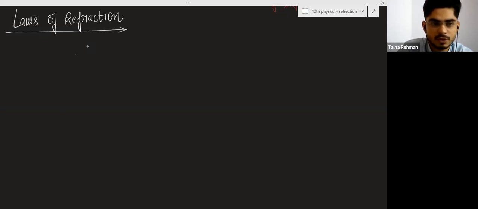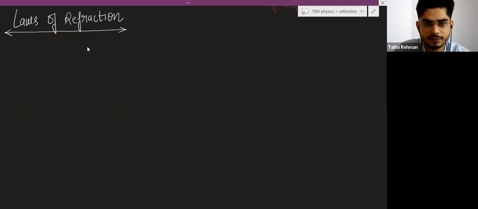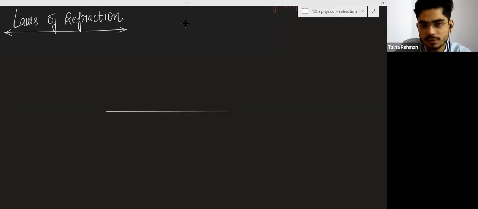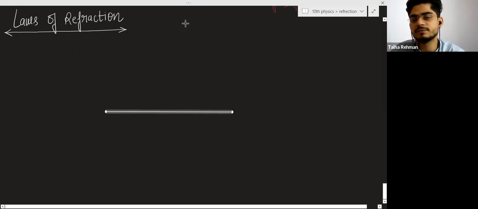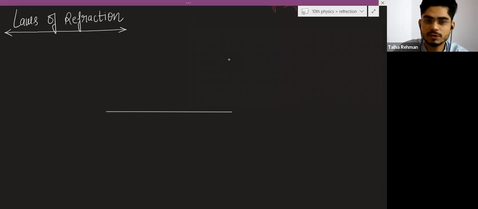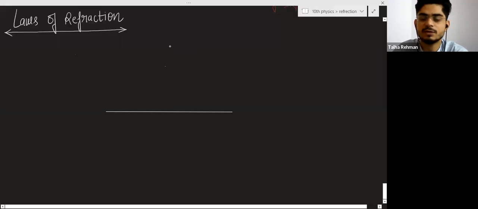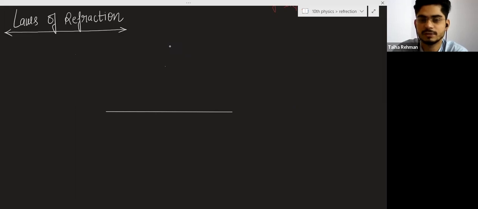Earlier we discussed the laws of reflection. Now we will discuss the laws of refraction. All the things I will do with the help of a diagram. I will not teach you anything without the diagram, because what is actually happening, I will show on the diagram. If I just state the laws of reflection, that incident angle and this and that, then you will not get it. You should know what is happening.